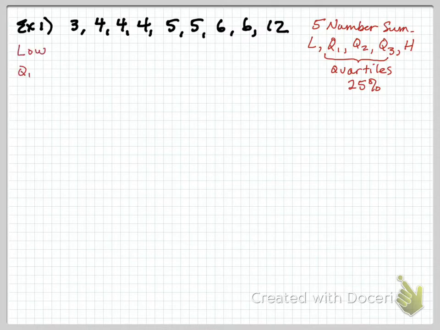And so the low is always the lowest number, and the high is always the highest number, regardless of if you think you have an outlier.